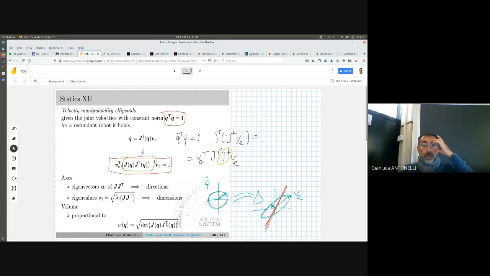Okay? If we understand this concept, we should understand why, if I take into account this quantity here, which is a scalar, and I want to have it as large as possible, it means that I'm taking my robot away from kinematic singularity. Because if this goes to zero, it means that my ellipse collapsed in a line, in a segment, okay? And the information is in the Jacobian.